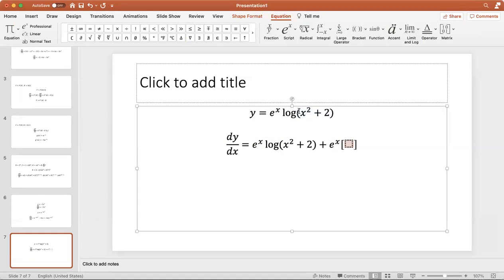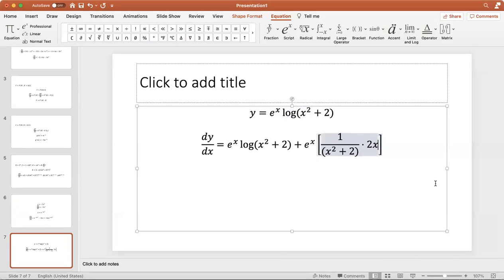log function. So the derivative of this log function again requires some chain rule because you need to get the derivative of the outer function first. So that's going to be 1 over x squared plus 2, and then you take the derivative of the inner function, which is basically 2x. Okay. So that's your derivative. You can just leave it as it is, but if you're a little bit obsessive compulsive, you can just factor out e to the x, right?